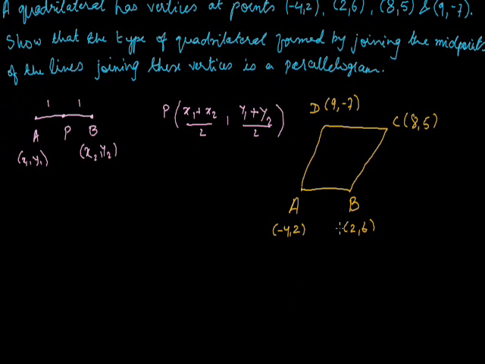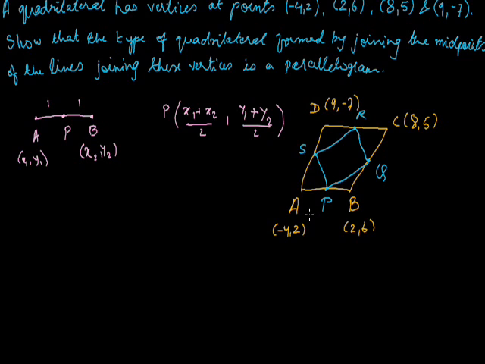So now we need to show that the line joining the midpoints, let me put the midpoints, these are the midpoints of AB, BC, CD and DA respectively. If I join the midpoints, then the quadrilateral which I'll get is a parallelogram. I'll name the vertices as P, Q, R and S.